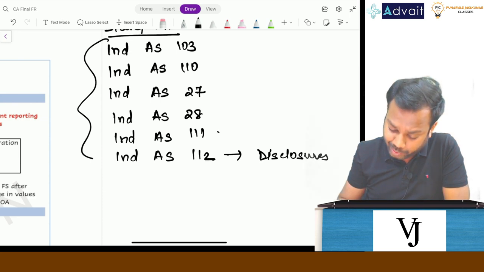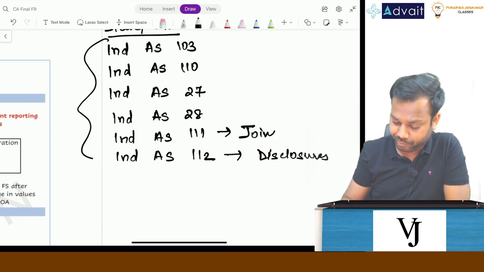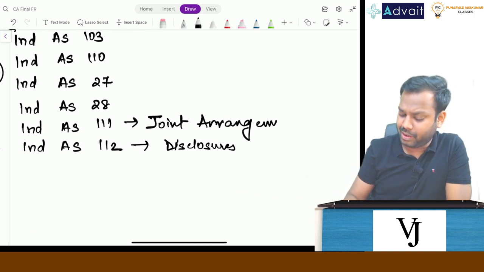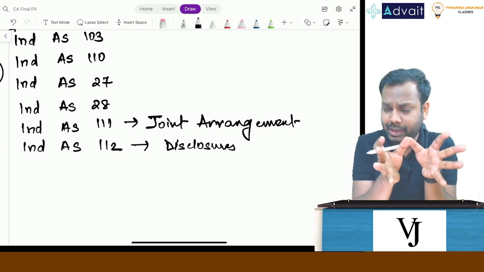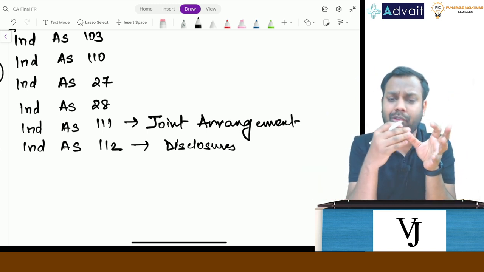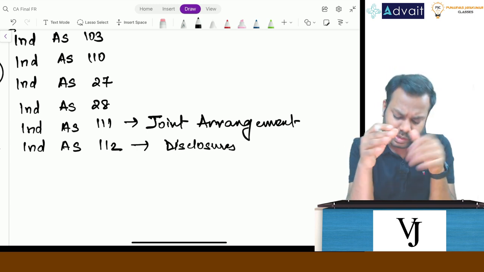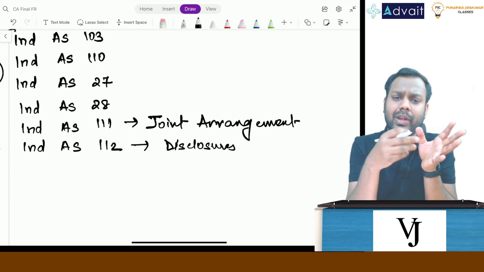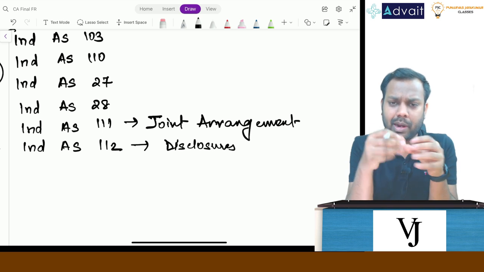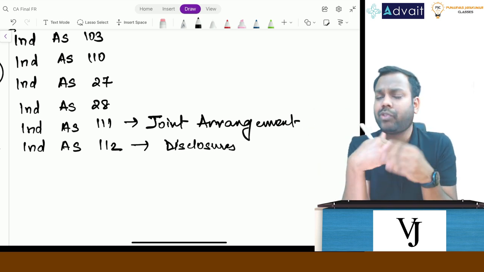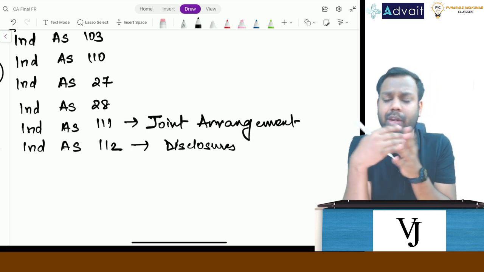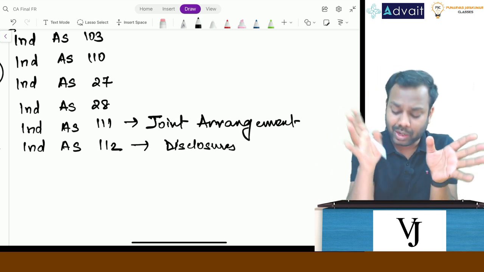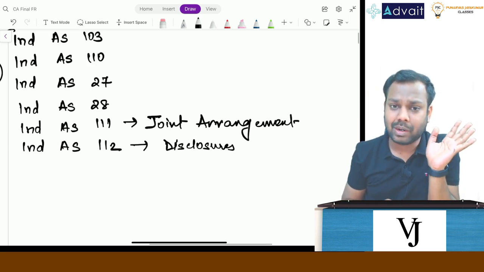Now Ind AS 111 discusses about joint arrangement, meaning thereby if two or more parties are controlling a particular entity, meaning there is joint control, in that case Ind AS 111 will be applicable. Basically, if there is a contract wherein two parties have come together to control a particular entity, we have to analyze whether there is a joint control or not. If there is a joint control, then it is joint arrangement. If there is joint arrangement, it is in the nature of joint operation or a joint venture. We have to analyze that. That analysis will be covered under Ind AS 111.